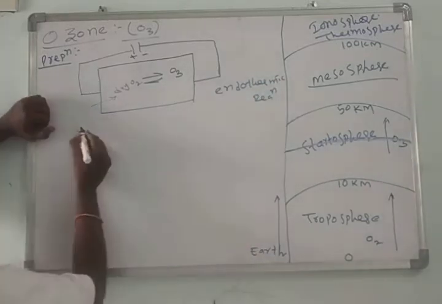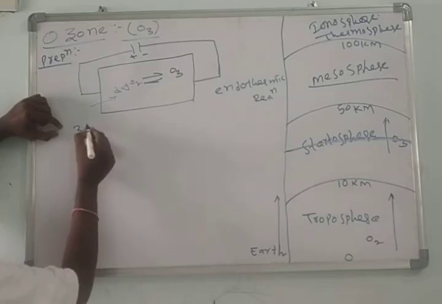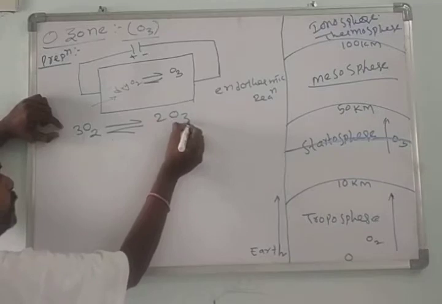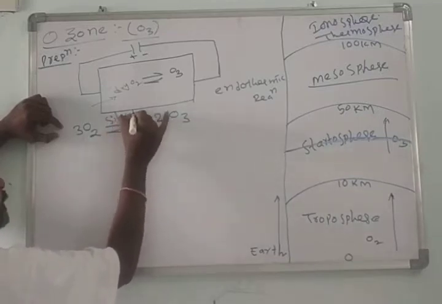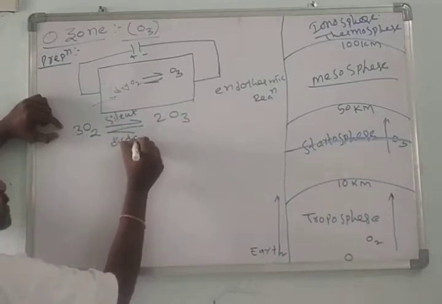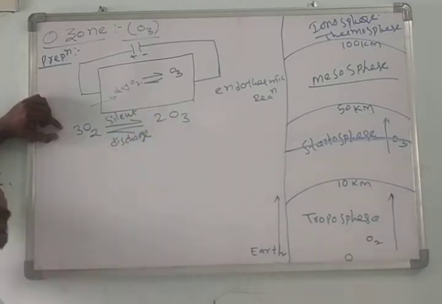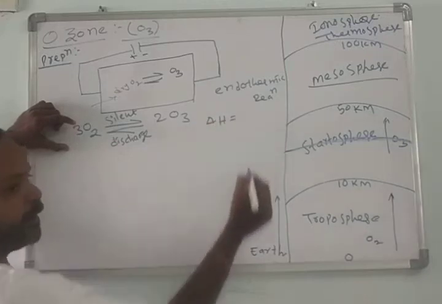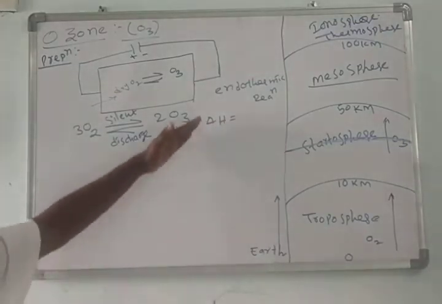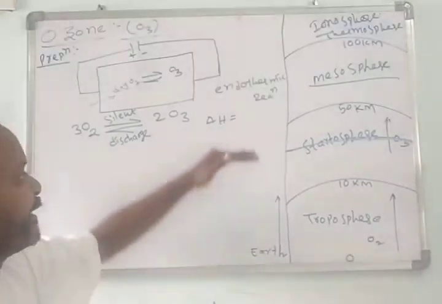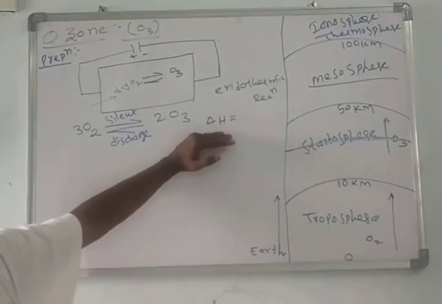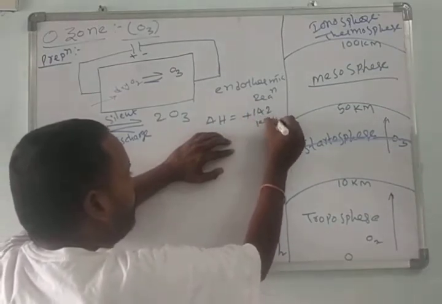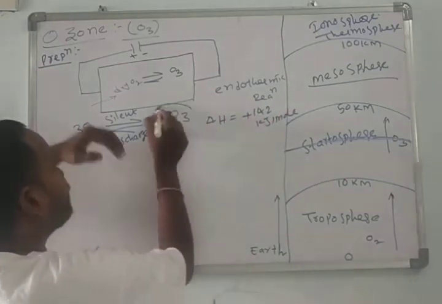The conversion of oxygen: 3 moles of oxygen convert into 2 moles of ozone in the presence of silent discharge. This is an endothermic reaction. Here the enthalpy change, which we indicate with delta H, is plus 142 kilojoules per mole. Here we get the ozone.